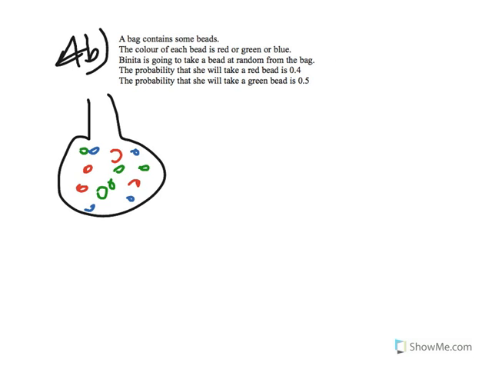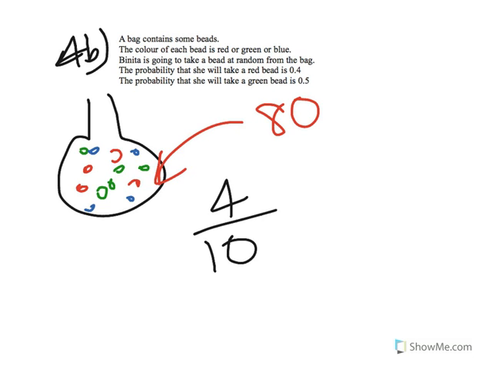Alright, question 4b is saying in this bag there are 80 beads. Now you know the probability that she'll take a red bead is 4 out of 10, or 0.4. And if there are 80 beads in the bag, that means the number of beads that are possible in the bag is 4 out of 10, because if the probability is 0.4, that means it's a 4 out of 10 chance of picking a red bead. Meaning out of 10 beads there would be in the bag, there should be 4 beads, which are red.